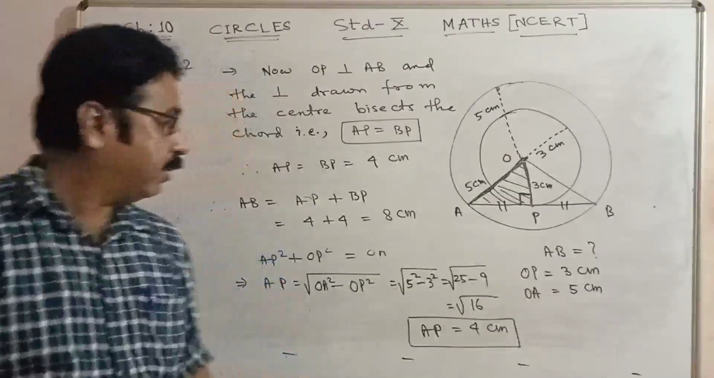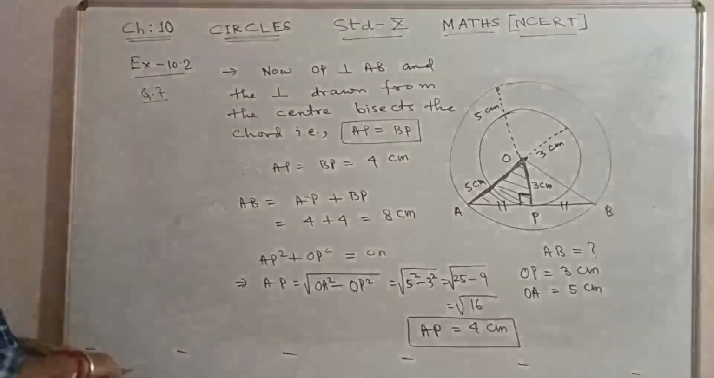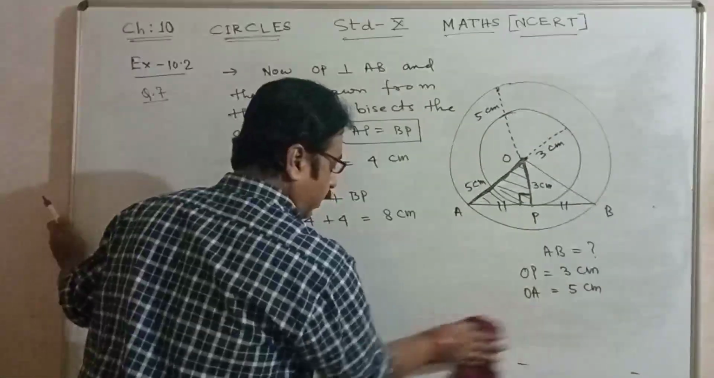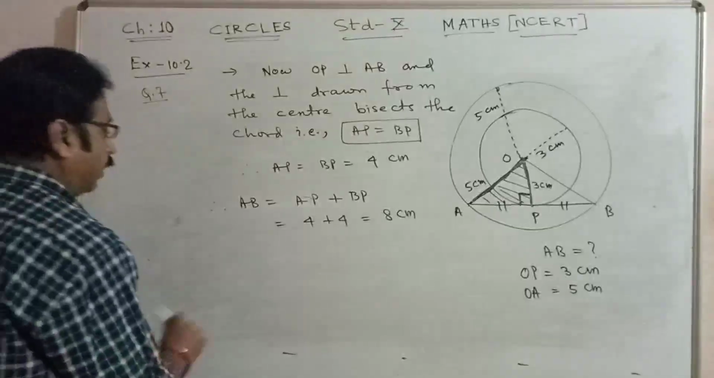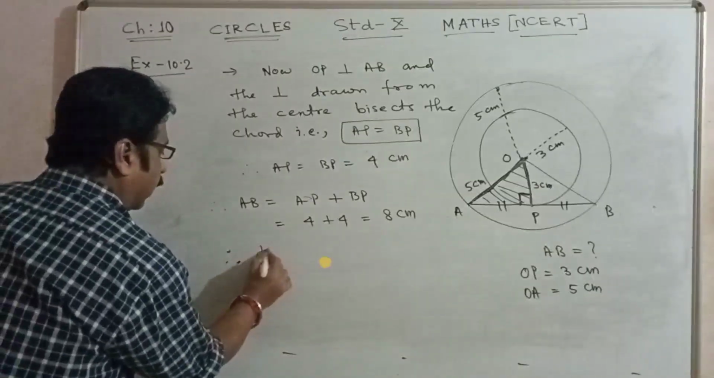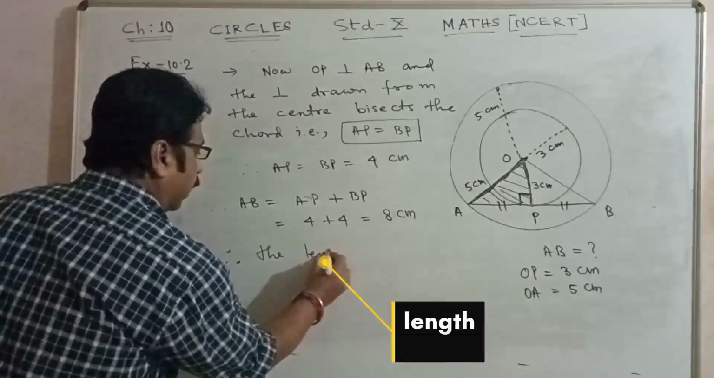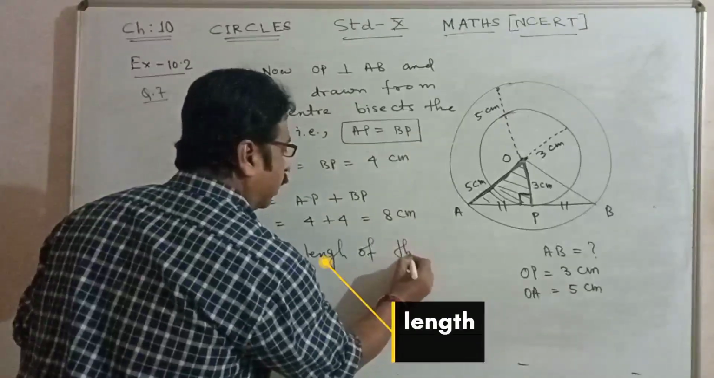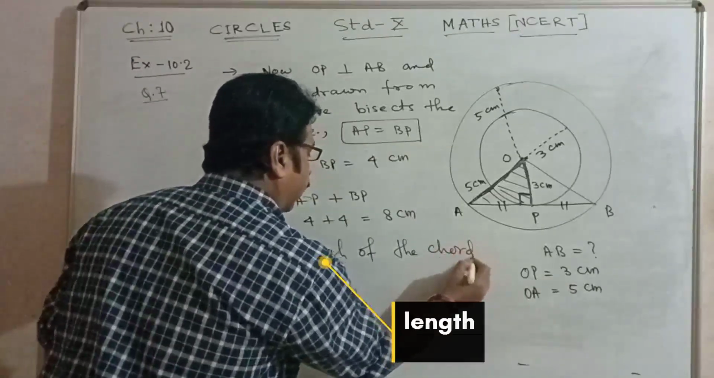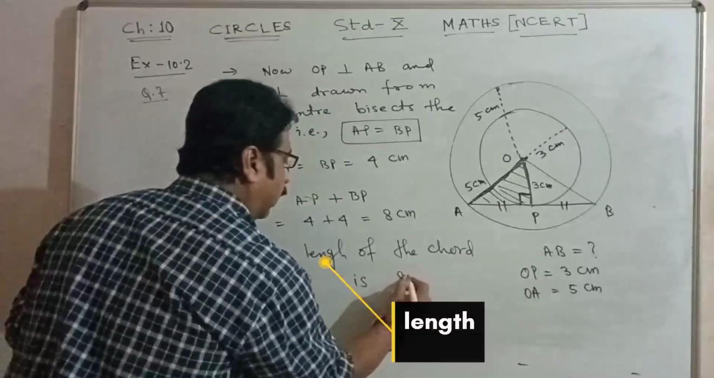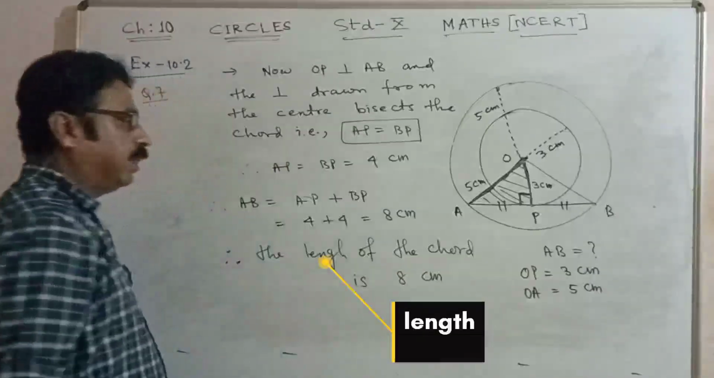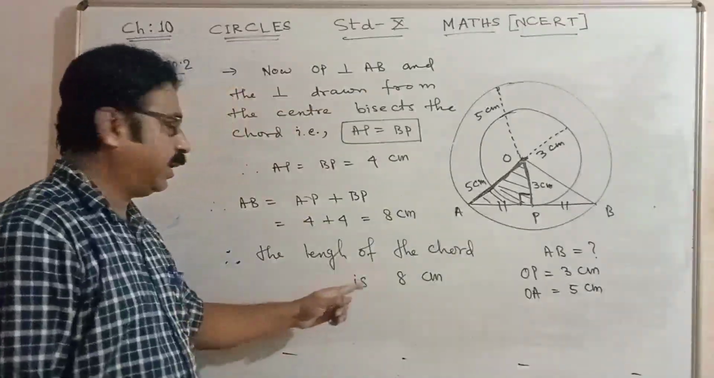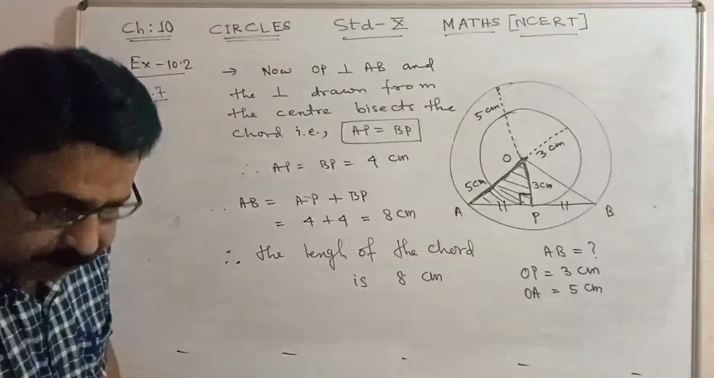Find the length of the chord. So we can write, therefore, the length of the chord is 8 centimeter. That means AB is the chord. The length of this chord is 8 centimeter.